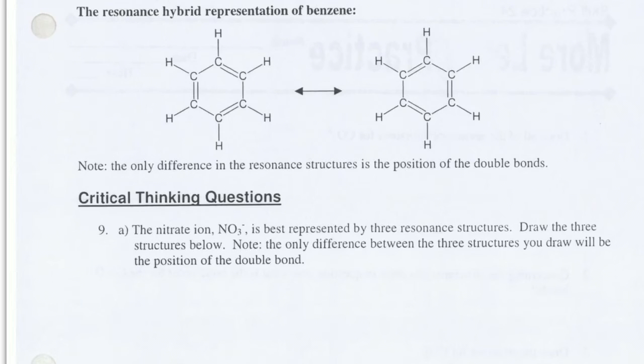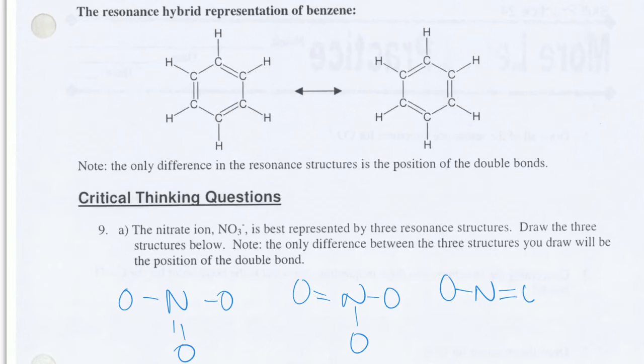Okay, so the nitrate ion is represented by these resonance structures. Draw the 3 resonance structures below. The only difference will be the position of the double bond. So really, it could be this. It could be this. Or it could be this. Right? And I could fill in all the dots.